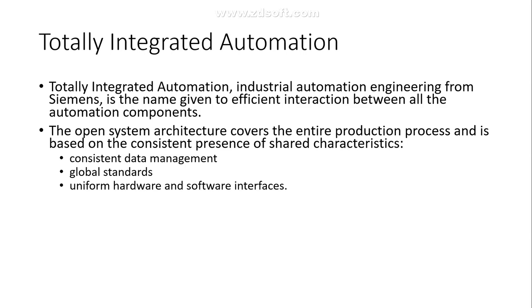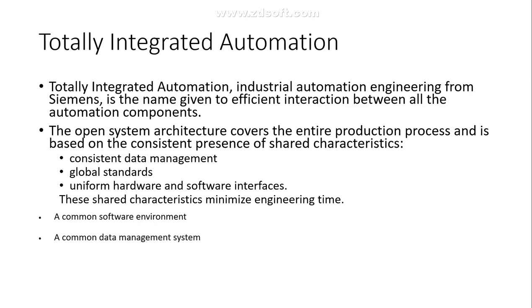You see all the aspects. This was especially introduced by the Siemens engineering company. It's a recent introduction as an automation system, which controls all the systems automated within any business production. These shared characteristics minimize engineering time: a common software environment, a common data management system, and a common communication method. So it is integration engineering, with software which creates a common software environment, a common data management system, and a common communication method.